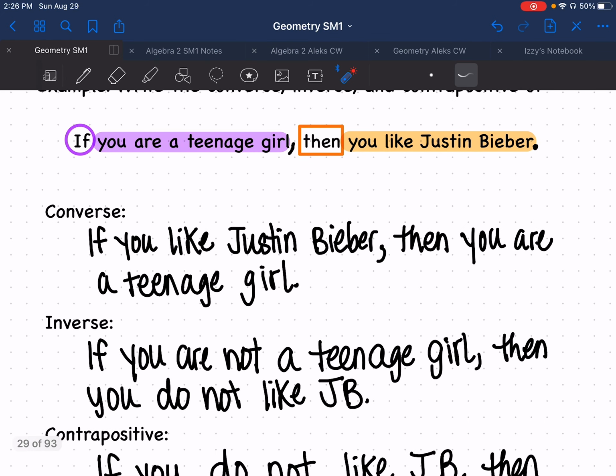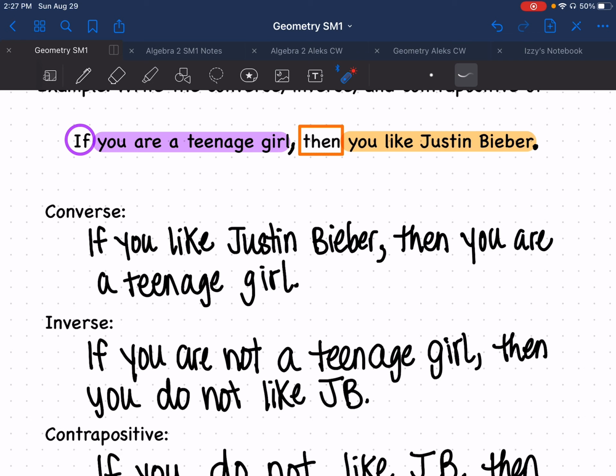For the converse, you like Justin Bieber. That has to stay true. This has to be true. I have to like him. Then you are a teenage girl. So my counterexample here would be an adult, a specific adult. You could use me. I can say I like Justin Bieber, or a boy that likes Justin Bieber.